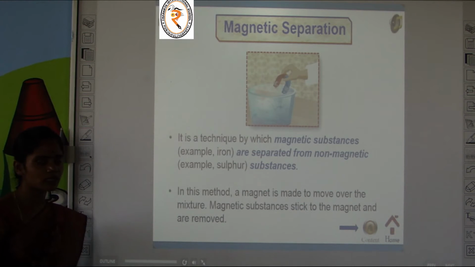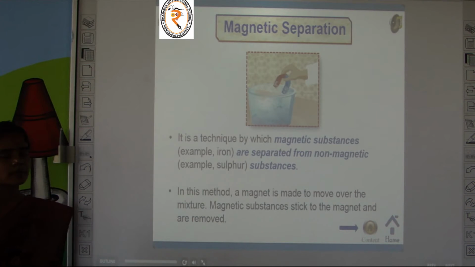removed. We already know that iron materials are attracted by magnet. So when iron is mixed with sulfur, a magnet is used to remove iron from the sulfur mixture.